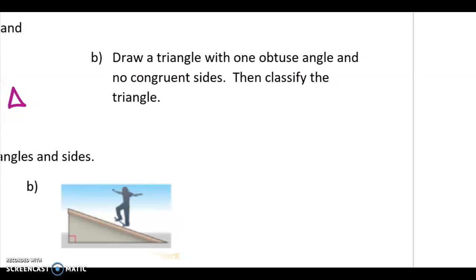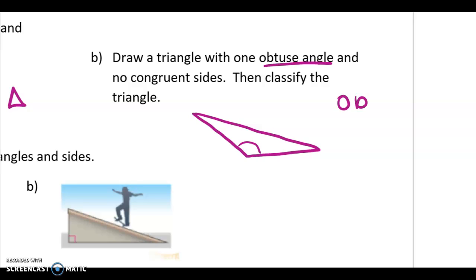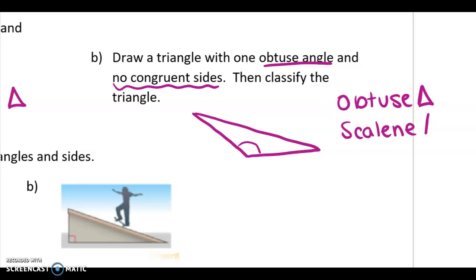Draw a triangle with 1 obtuse angle and no congruent sides. So I'm going to draw a big old angle here. And then connect those 2 sides. That will be my obtuse angle right here. 1 obtuse angle and no congruent sides. So I'm not going to make any markings on my sides. The obtuse angle would make this an obtuse triangle. And no congruent sides is a scalene triangle. Okay?